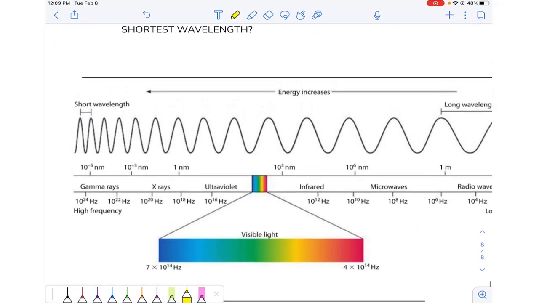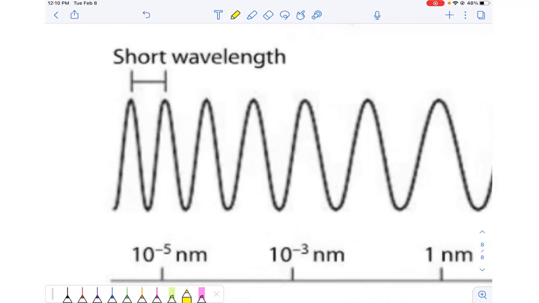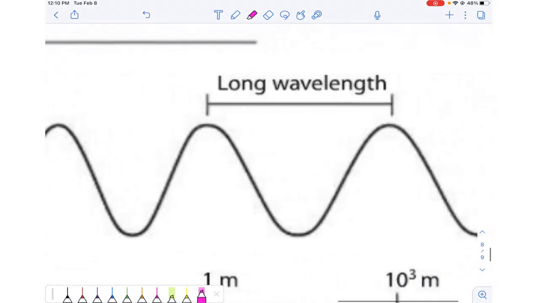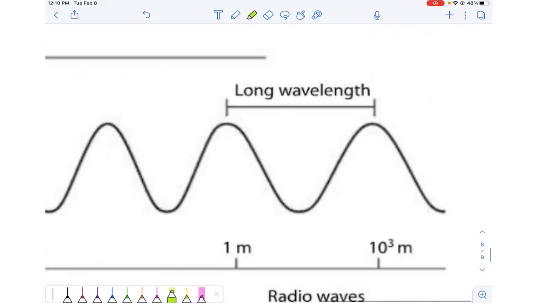So if we look up at the wave that you see right here, wavelength is that measurement from peak to peak of a wave. Hopefully you learned about that in physics. So something that is a short wave means that your peaks are really close together. Something that has a really long wavelength means that your peaks are pretty far apart. So we measure wavelength in terms of meters, or if they're really small, nanometers.